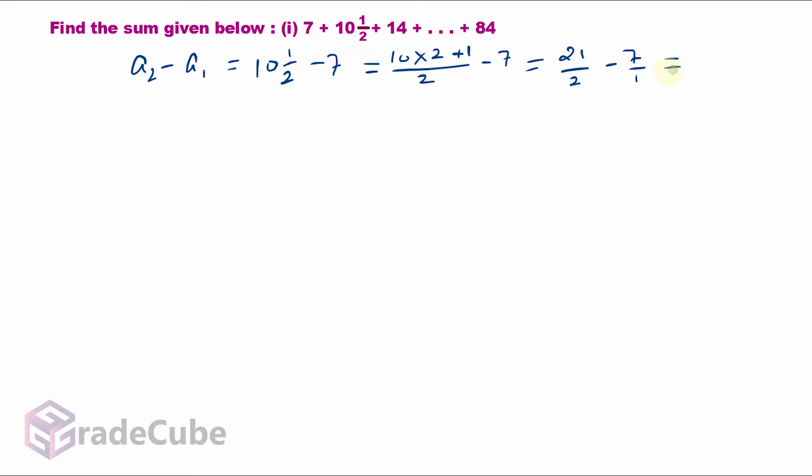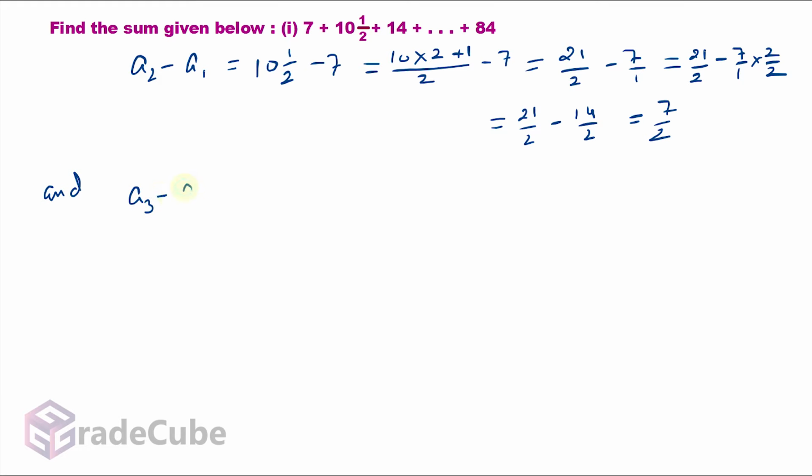We can take 1 as denominator. To make equal denominators, we will have to multiply these terms by 2. So it is 7 upon 1 into 2 by 2. It is 21 over 2 minus 14 over 2. Because denominators are same, we can subtract the numerators. It will be 7 upon 2.